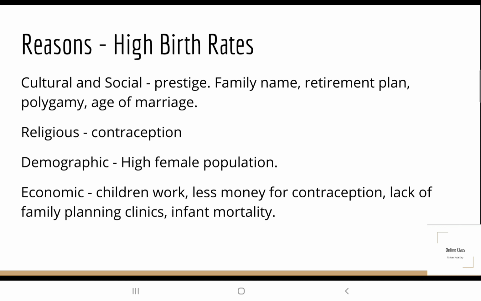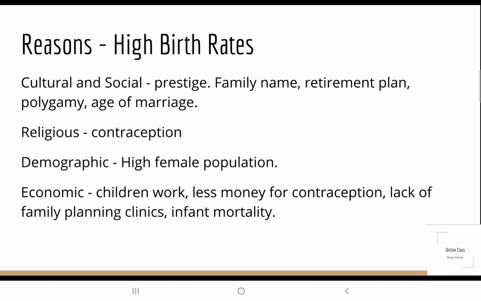The demographic reason is a high female population. If you have a high female population, then you tend to have higher birth rates. And economic: children working is one of the reasons for high birth rates. In LEDCs, children are sometimes born to provide labour eventually for the family's livelihood, if they have a farm, or they want extra workers to boost the family income.